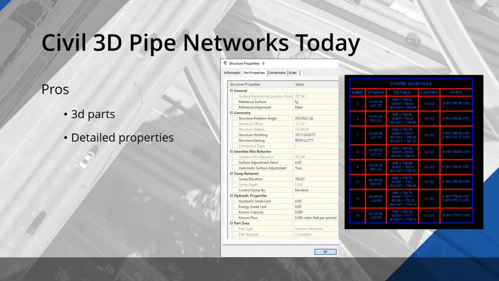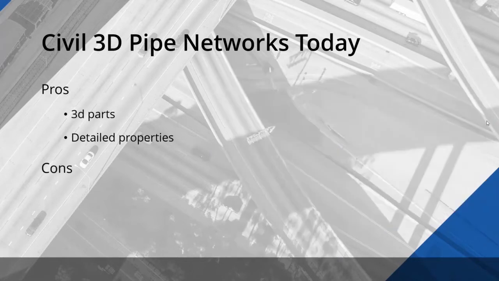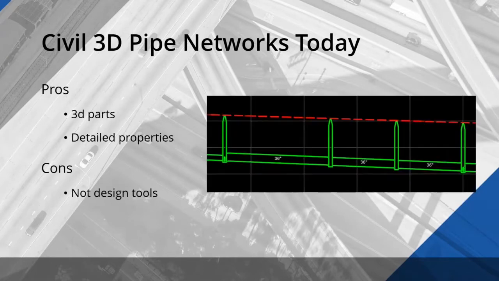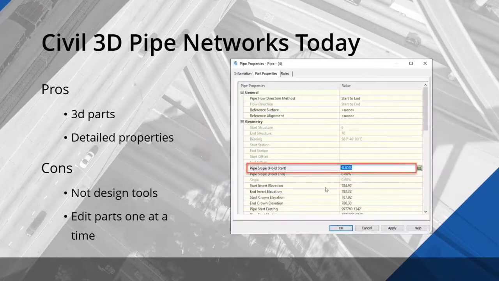There's a lot of detailed properties in them that allows us to table things and label things very easily, right? We're not typing out that information. This is central to Civil 3D and the point of Civil 3D. But what are some of the disadvantages? Frankly, they're not really design tools, right? Each of those parts are 3D parts, but when it comes to editing all that stuff, you're really having to change slopes one at a time. So it doesn't have a very nice design workflow to it.